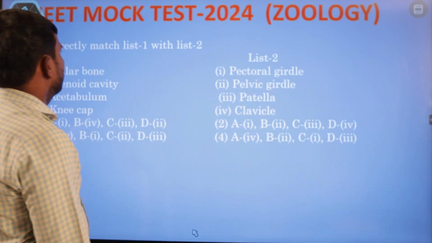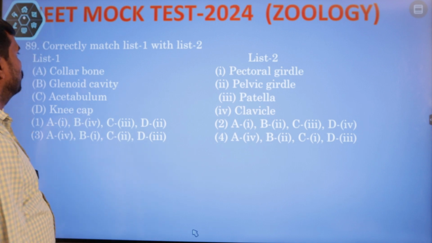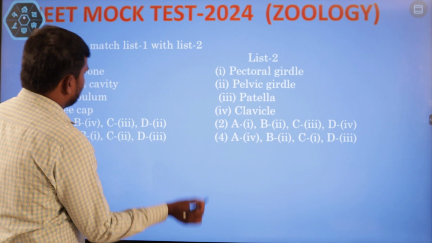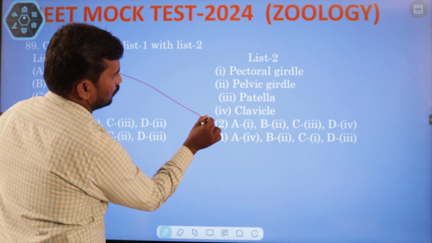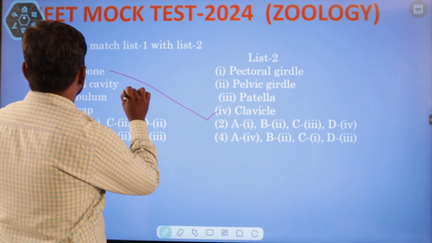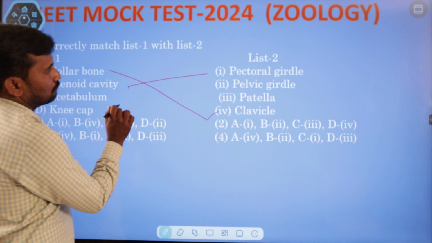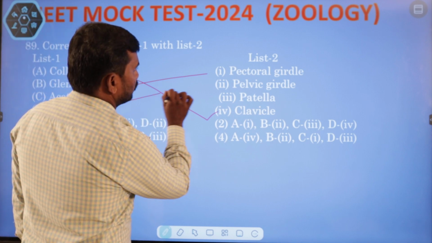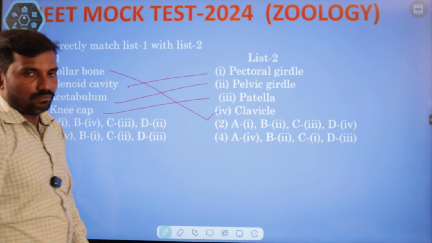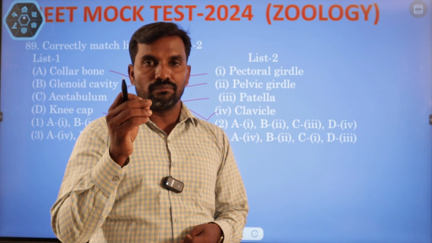Question number 89. Which of the following is correctly matched? Very well, the collarbone is otherwise called clavicle. Clinoid cavity is a peculiar character of the pectoral girdle. Acetabulum is the cavity present in the pelvic girdle. Kneecap is otherwise called patella. These are direct questions. Already we discussed the 206 bones, which is very essential. You need to remember it clearly.